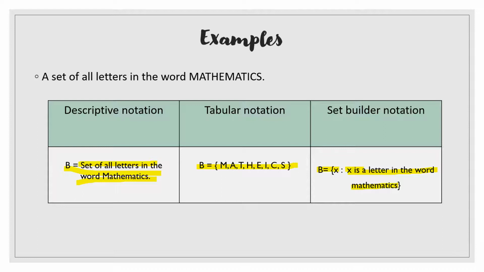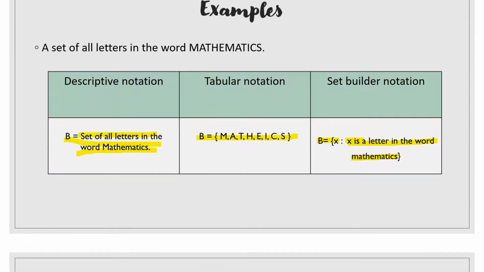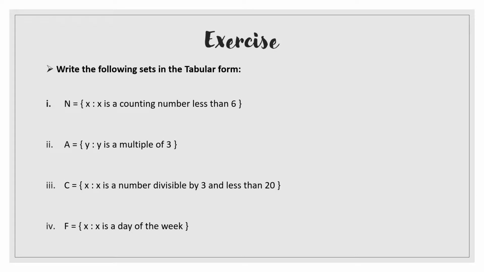Let's do an exercise from your book. Now let's do some questions. Okay, this question is from your book on page number 5. Question number 1. I'll do some parts and you have to do the rest. Write the following sets in tabular form. These are written in set builder notation and we have to write them in tabular form. In tabular form, we write all the elements separated by commas and enclosed in curly brackets.